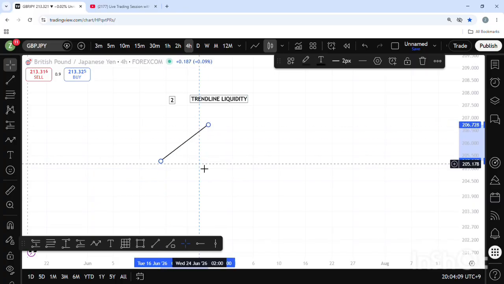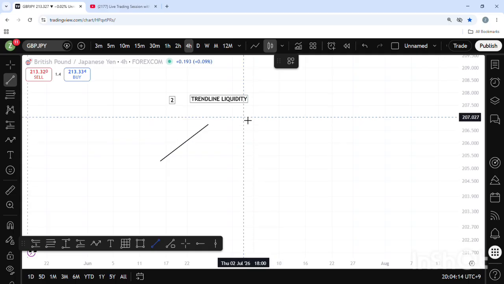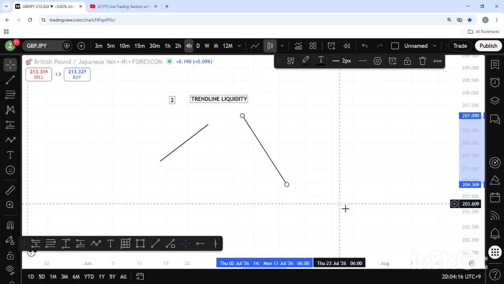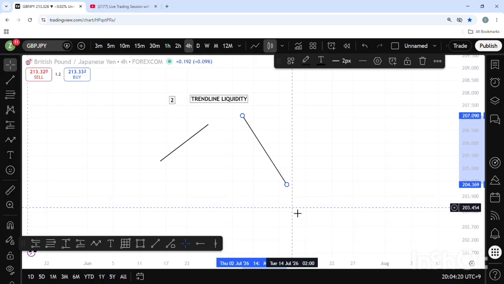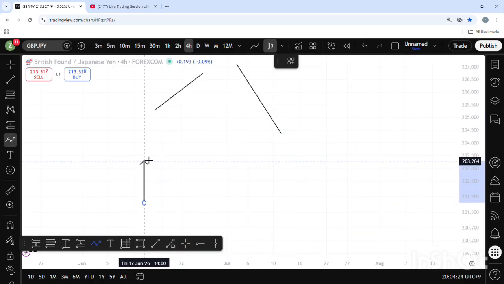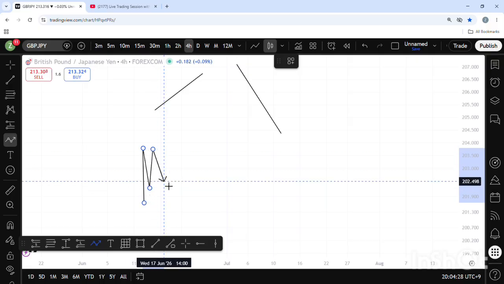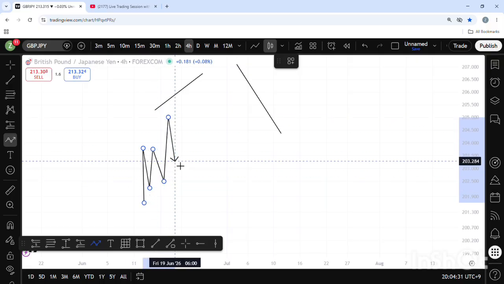Okay, so today I want to repeat about liquidity. Someone asked me about liquidity, and I think it's high time I repeat it slowly, one by one. So the first type of liquidity we're going to start with is trend line liquidity. I believe we have traders who take their trades from trend lines.